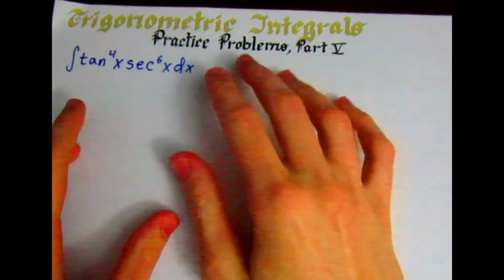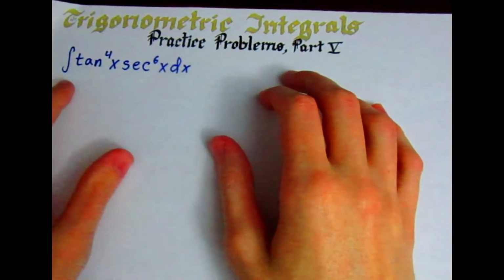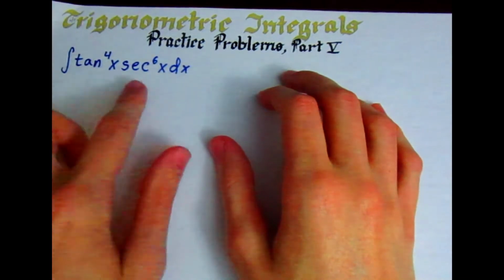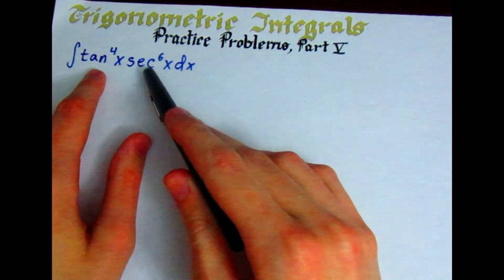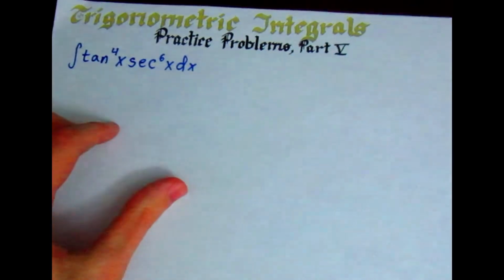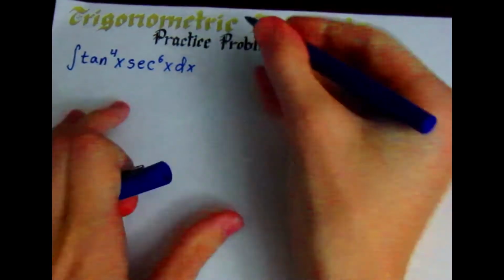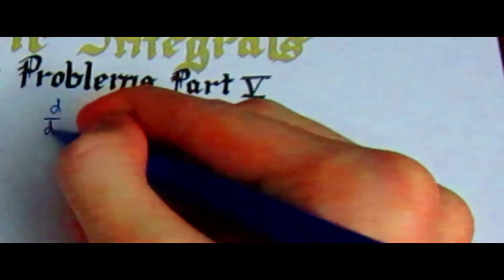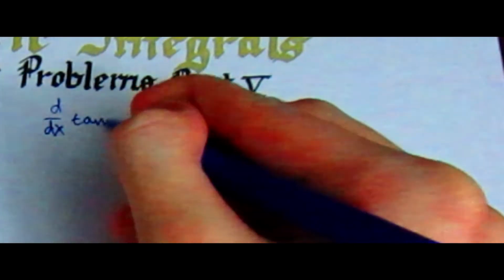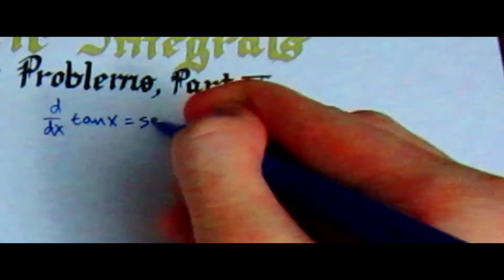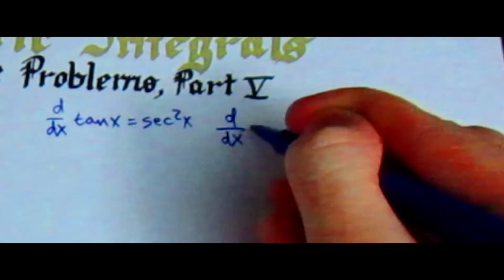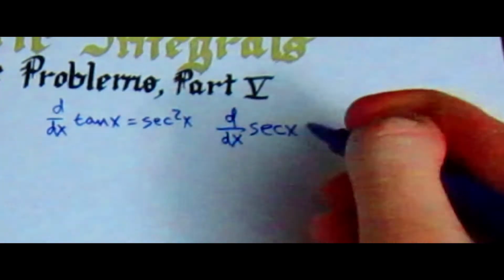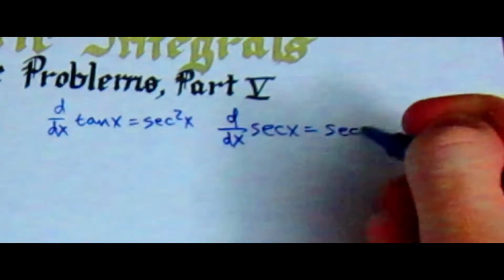Here's another practice problem for trigonometric integrals using the indefinite integral and secant and tangent. These two trig functions go together, and the reason why is because of their derivatives. The derivative of tangent is secant squared, and the derivative of secant is secant tan.